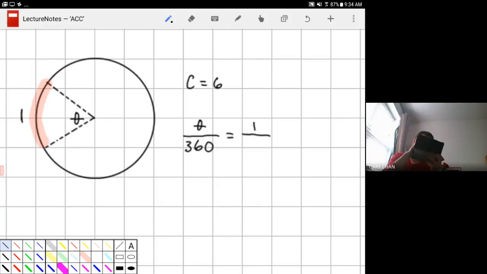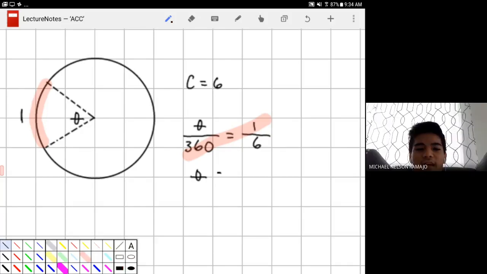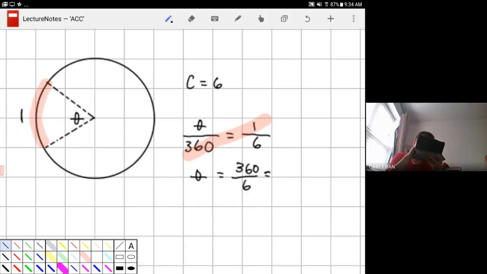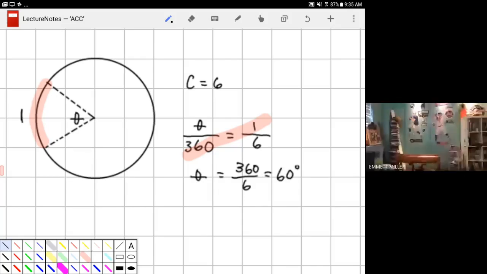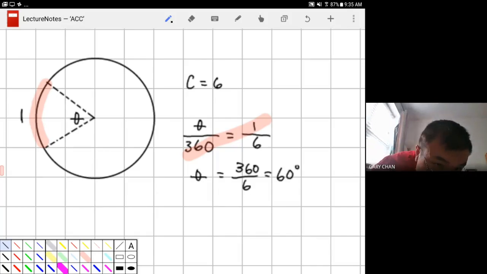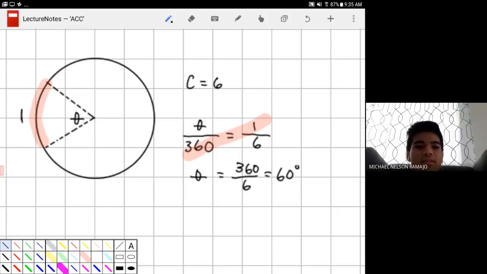6. So then to figure out what theta is, all I got to do is isolate theta. I'm going to multiply both sides by 360. And if I do that, I'll end up with theta equal to 360 over 6, which is equal to 60. That's right. That's all it is. So that's the answer, 60?